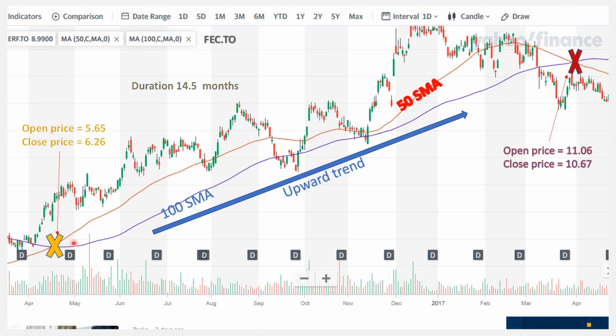You have to enter the market, buy share here, and you have these shares all the way until these two moving average crosses again. This is the death cross, and you have to exit the market, sell your share. Now you buy share for $5.65 here, and you sell it for $11 after 14 and a half months. So basically you double your money in 14 and a half months. Let's say if you buy 1,000 share, you pay 5,650, and after 14 and a half months, you sell it for 11,000.